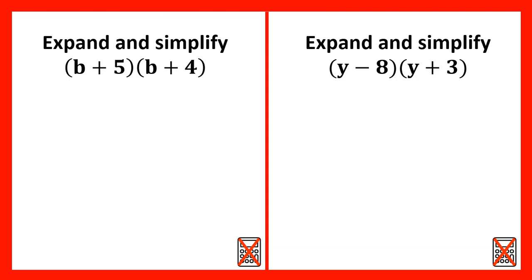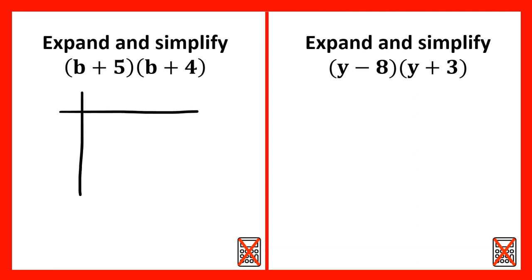When expanding pairs of brackets, multiply each term in the left bracket by each term in the right bracket. I've found from my experience, the best way to keep track of the terms that you need to multiply and keep errors with signs to a minimum is to use the grid method.